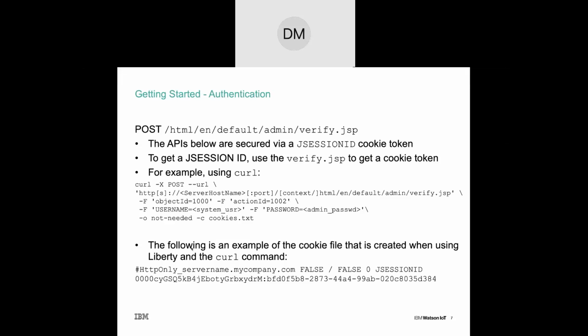Then you need to pass in some form-based parameters. The object ID needs to be 1000. The action ID must be 1002. And then you need to provide a username and a password. Again, with the -F if you're using curl. The output is not needed. You don't need to worry about that output. You can send it off to dev null. You can put it elsewhere. And then you do want to save the cookies off. And in curl, you do that with the -c cookies.txt or whatever you want to name your cookie file.